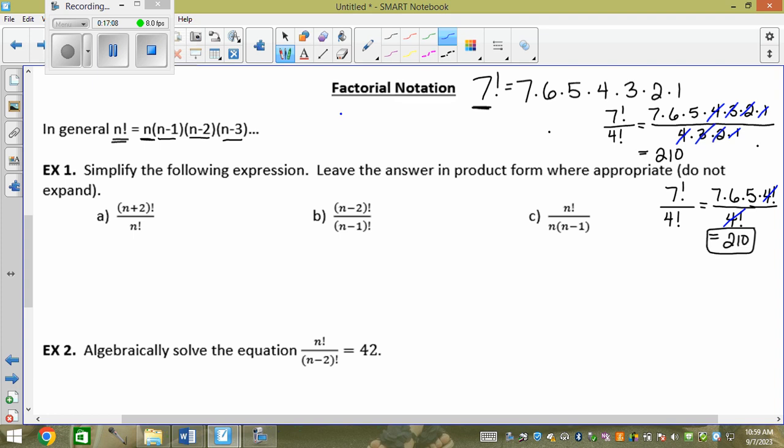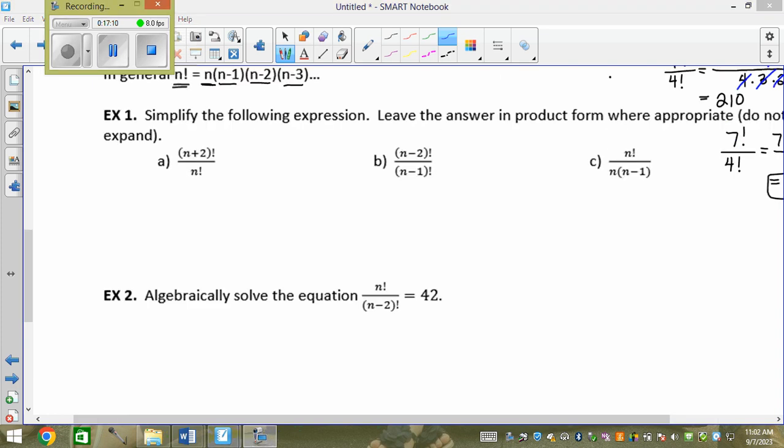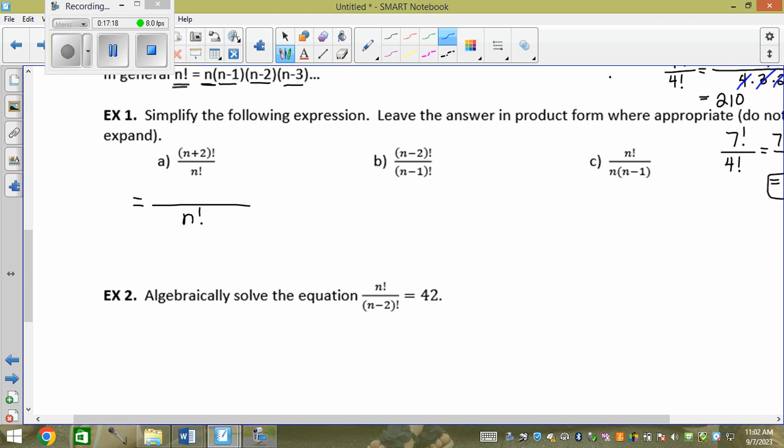So n plus 2 is bigger than n. So we write the n factorial on the bottom. And then on the top, we expand the n plus 2 until we get it to match the bottom. So we can count. So if I have to expand n plus 2 factorial, I start with n plus 2, and then I do 1 less. What's 1 less than n plus 2? n plus 1. And what's 1 less than n plus 1?